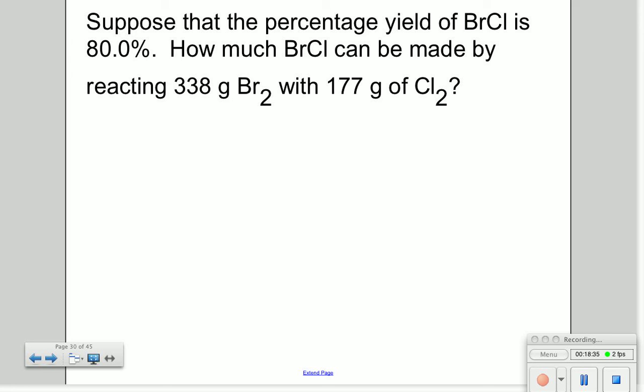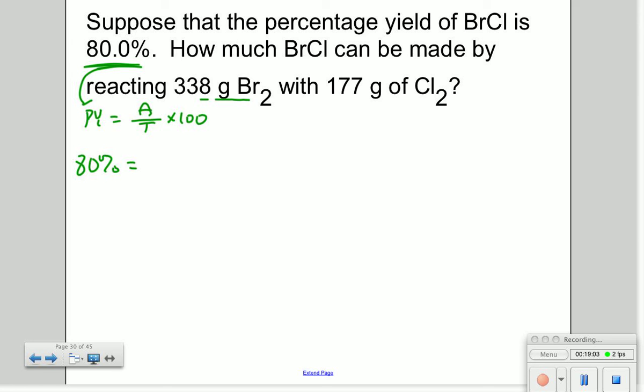They're giving you a percentage. So if you remember what our equation is, percent yield equals actual divided by theoretical times 100. Well, they're giving me my percent yield, 80%. Okay. Suppose that the percent yield of BrCl is 80%. How much BrCl can be made by reacting 338 grams of Br2 to 177 grams of Cl2?